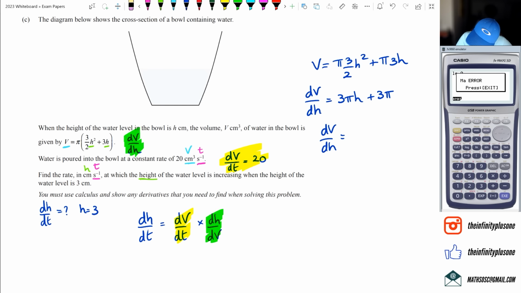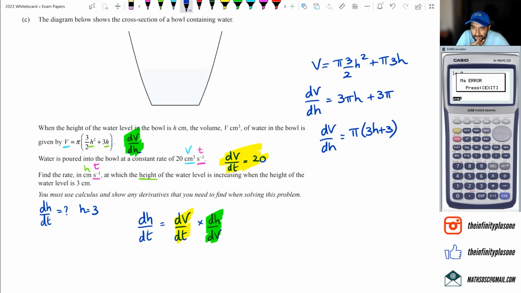No, not 3 pi. Hang on, something's not right here. Let me just check. No, it looks right. So we're going to take our pi times 3h plus 3. I don't know why, we could have taken the 3 out as well. It doesn't really matter. So that's my dV/dh.